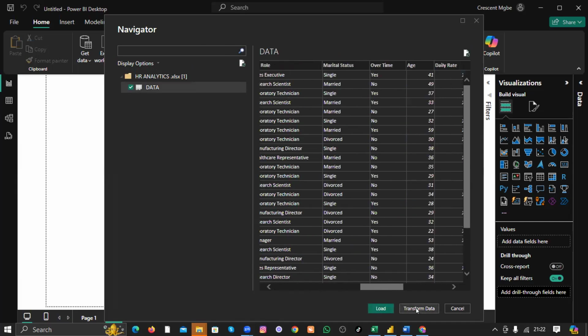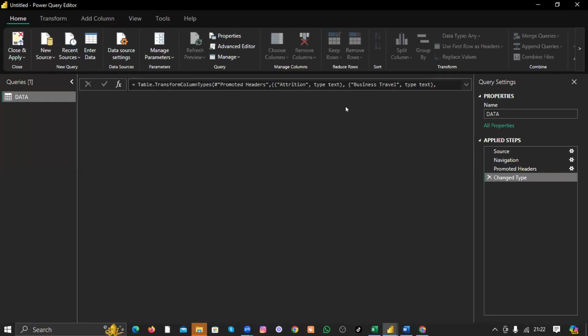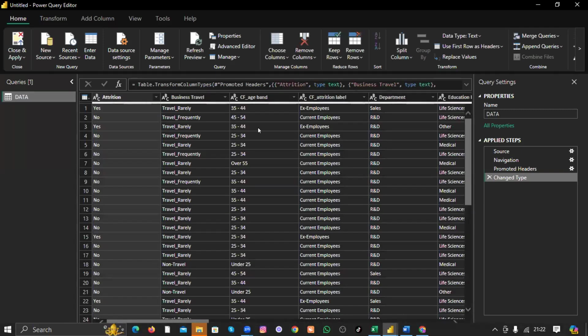But I prefer to transform it, click on transform data to check my data and make sure that everything is fine. Because if you move dirty data into your Power BI, you're going to end up with a very wrong result. So first thing first, we are going to make sure that the first row is the header. You can see that this applied step has already done that for us. It has promoted the first row as the header, which is fine.